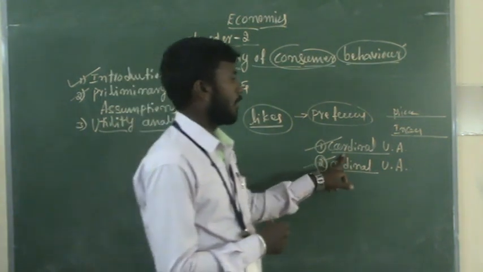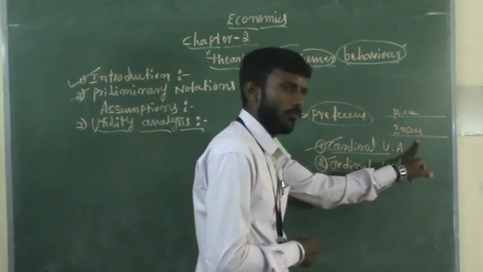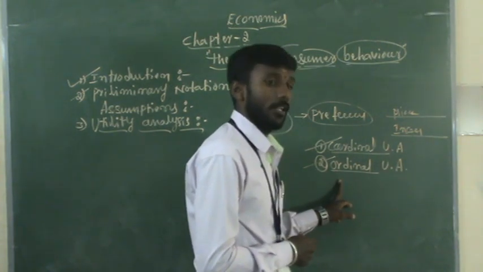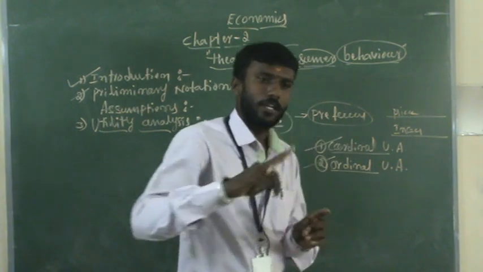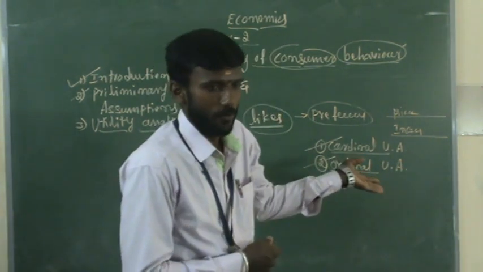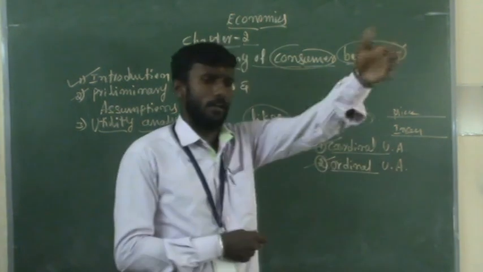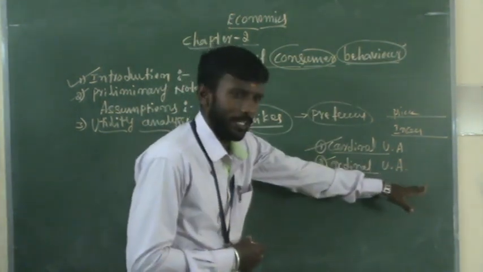See, here cardinal means the cardinal numbers like 1, 2, 3, 4, 5. But ordinal utility means orders: rank 1, rank 2, rank 3, rank 4. I mean the Roman alphabets will be so like that. See, totally these two are the two approaches. In our next classes we are going to study them briefly.